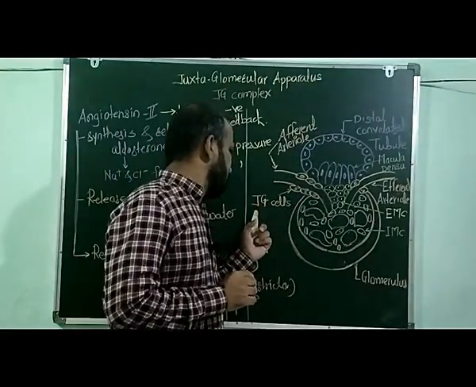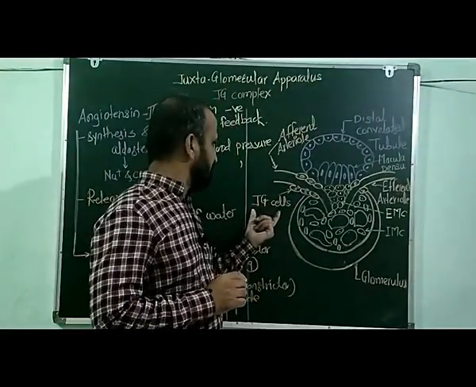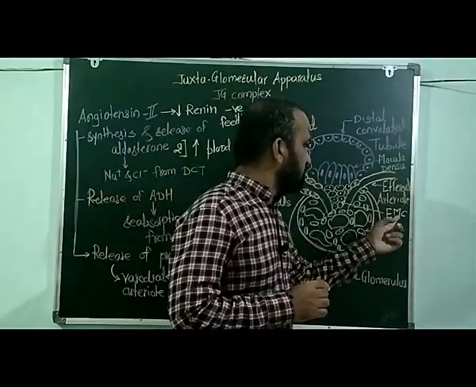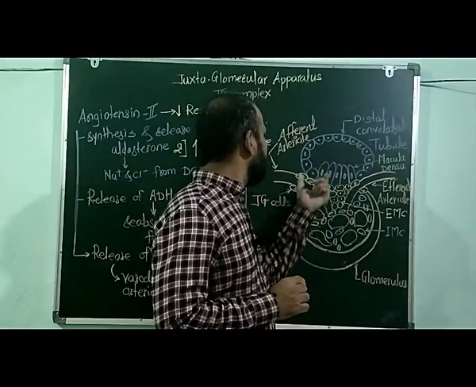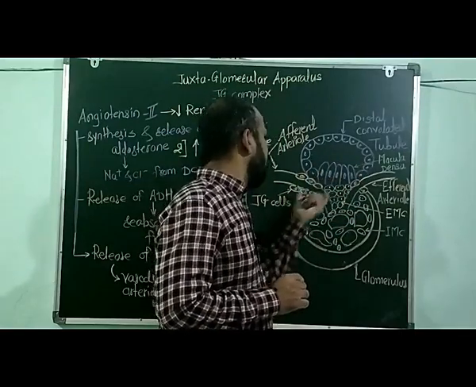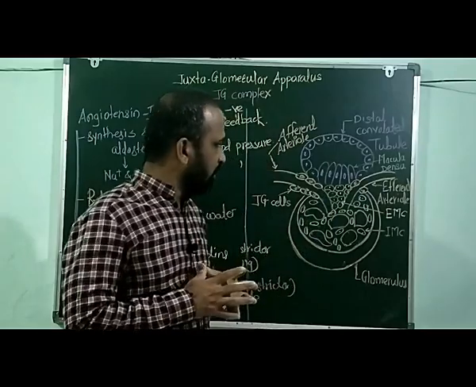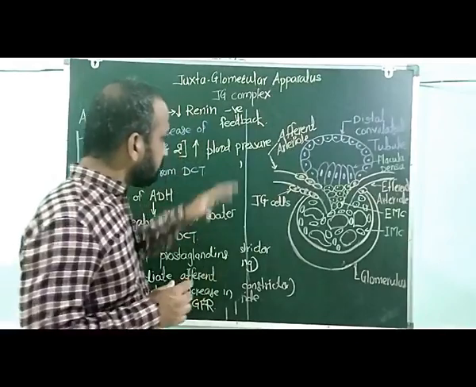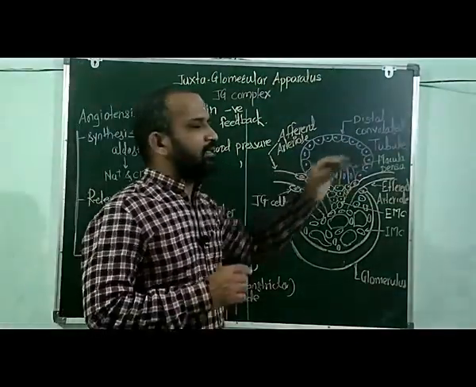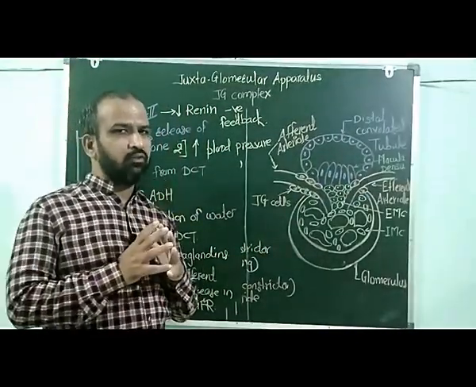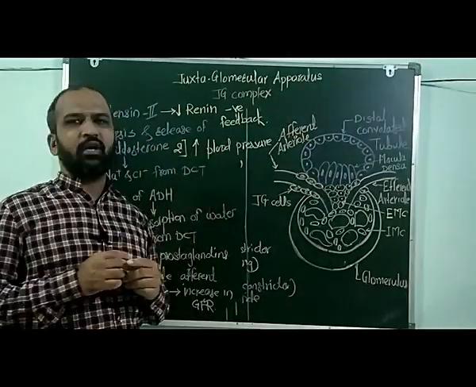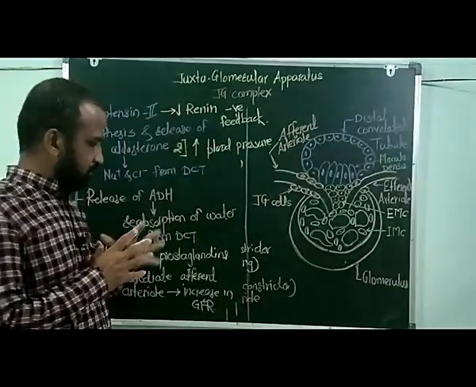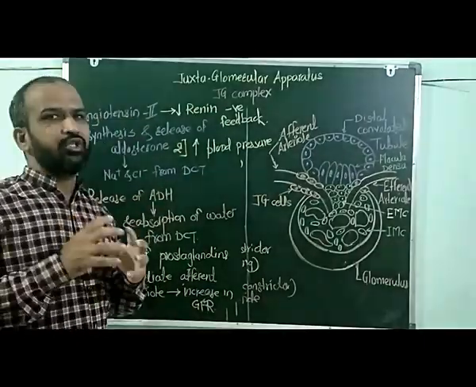Second, the JG cells are the modified smooth muscle cells present in the tunica media of the afferent arteriole. Extramesangial cells fill the space between the distal convoluted tubule, afferent arteriole, efferent arteriole, and the vascular pole, while the intramesangial cells are present in the glomerulus. The macula densa cells are responsible for 2 important functions. First, regulation of the blood pressure, and second, release of renin from the JG cells.